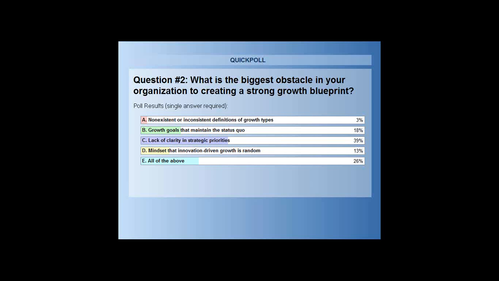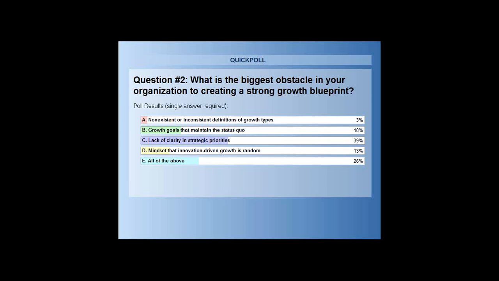It's fairly common to see "all of the above" as the answer on these blueprint elements, but certainly that lack of clarity in strategic priorities is within those. That's consistent with what we see in the organizations we work with. Anything to add to that, Scott?